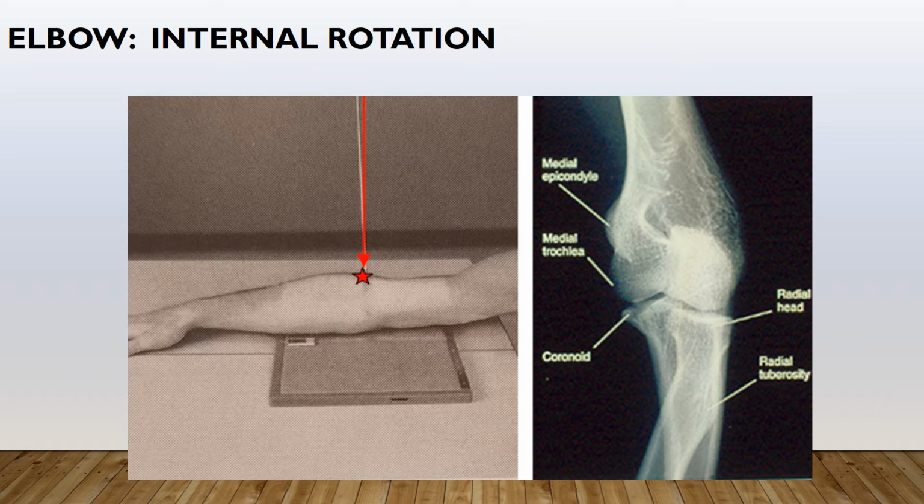Most hospitals do not take this x-ray. This is an internal rotation with the palm down. And this is also a 45-degree oblique. What will happen here is that your radius and ulna are going to cross, and you won't be able to see your radial tuberosity.